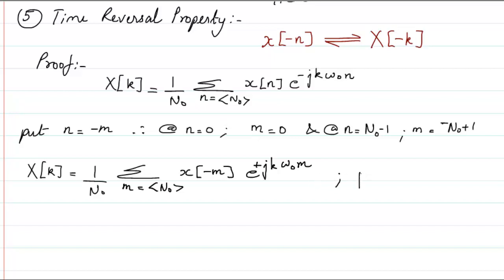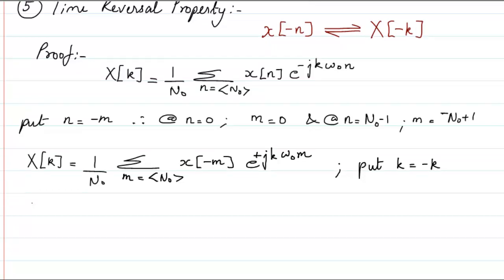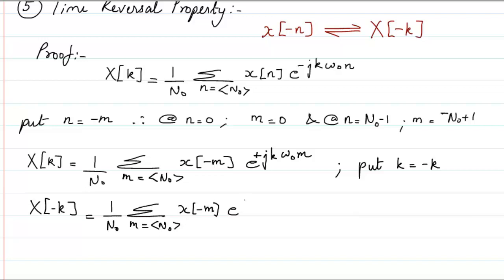Now if, instead of k, I put minus k, what will happen? This equation is going to be x of minus k equal to 1 by n naught summation m within the limit n naught x of minus m e raised to power, since I am putting minus k instead of k, minus j k omega naught m. Instead of n we had already substituted m.